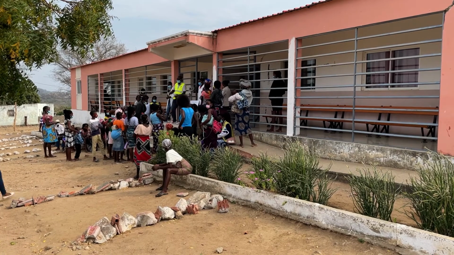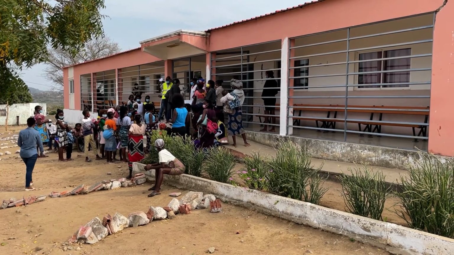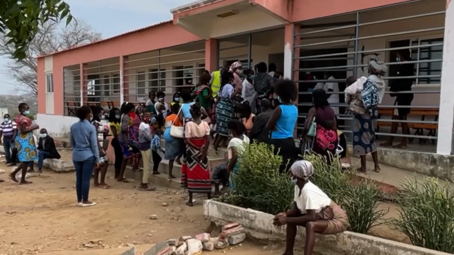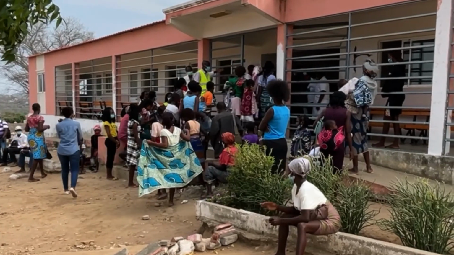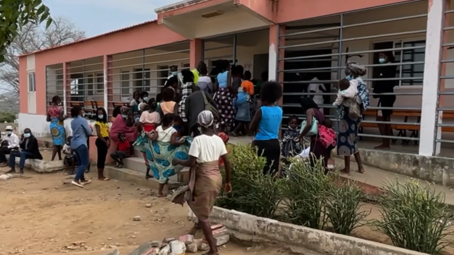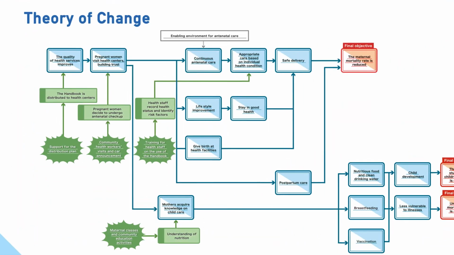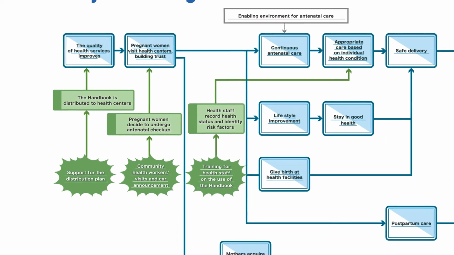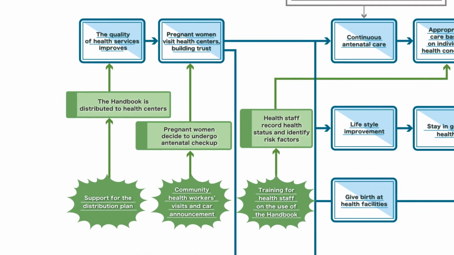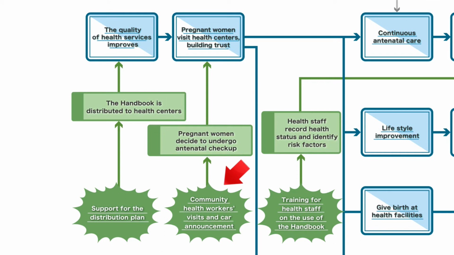Angola is one of the countries with the lowest antenatal care coverage in the world. We need to ensure that pregnant women receive antenatal care for safe delivery. To do this, the project has disseminated information on the necessity of antenatal care through community health workers' home visits and car announcements. As a result, many pregnant women have decided to go to the health centers and have started building their confidence towards the health staff.